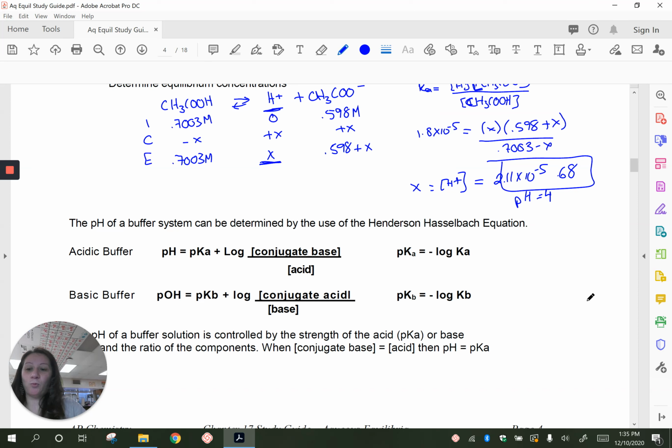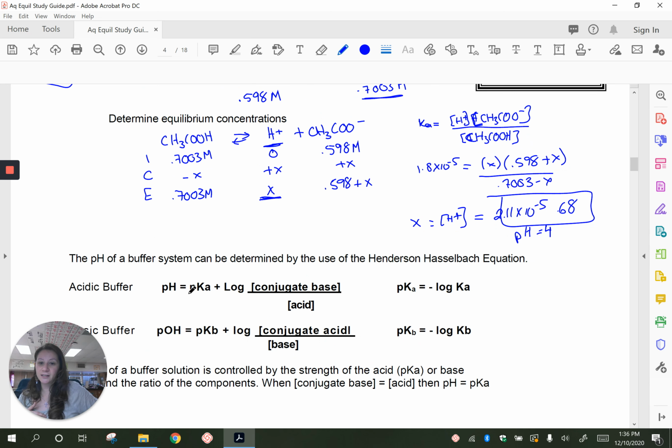Now, there is an easier way to calculate the pH of a buffer, and it's called the Henderson-Hasselbalch Equation, and it's written right here. We can derive it if you want, but you can come see me and I can help you derive it if you'd like, but this is the equation for it. You can just use it. And so this can be used if you have a buffer, meaning a weak acid and its conjugate or a weak base and its conjugate.